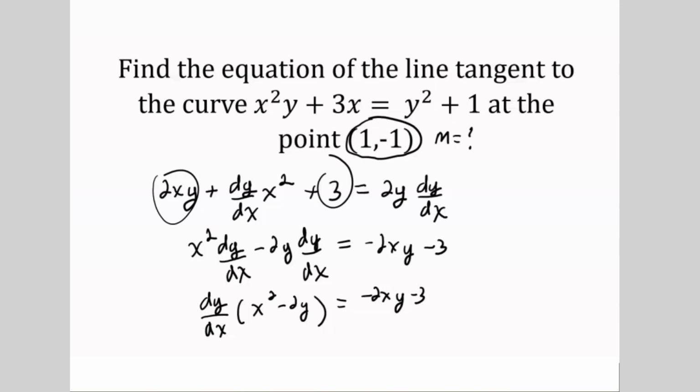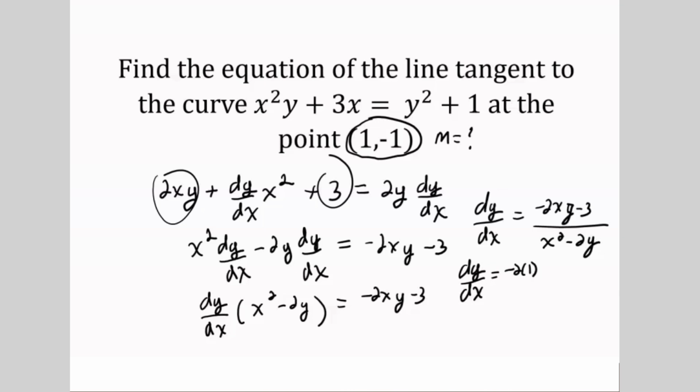I'm going to divide both sides by x squared minus 2y. So I would get dy/dx is equal to negative 2xy minus 3, divided by x squared minus 2y. All right, so that's the formula for the slope. That's the derivative. So what I want to do now is plug in (1, -1) to get my slope value. So dy/dx would equal negative 2 times 1 times negative 1 minus 3, divided by 1 squared minus 2 times negative 1.